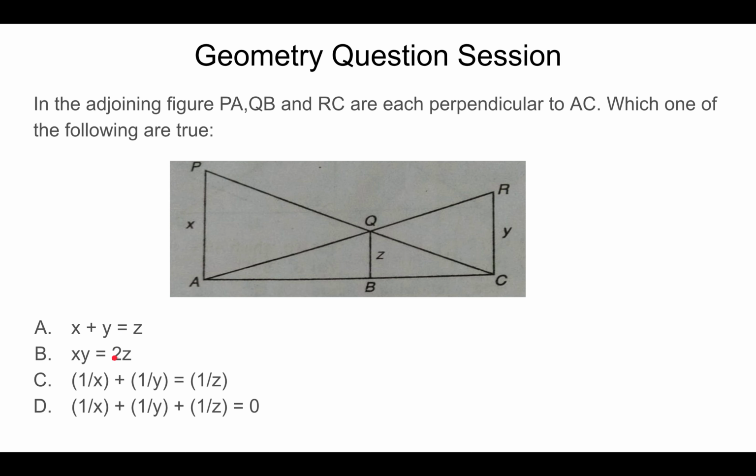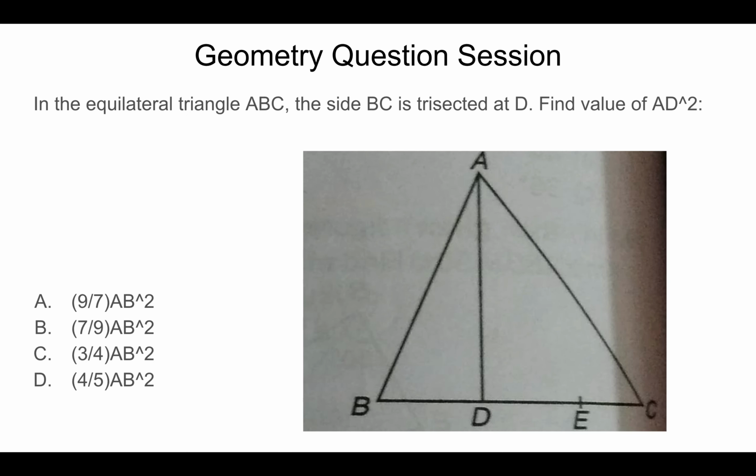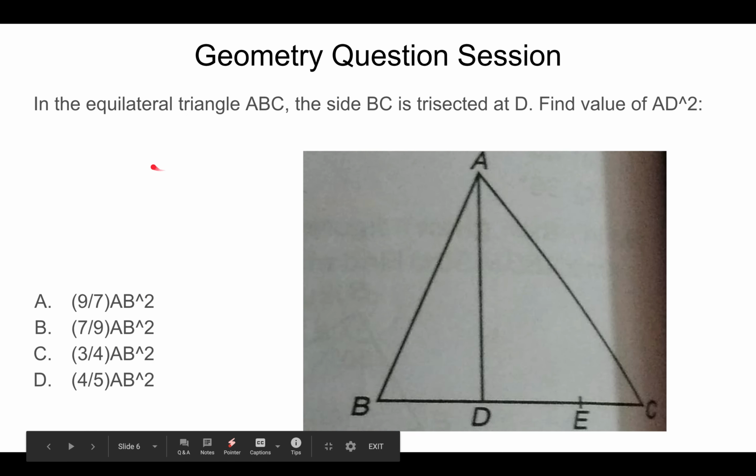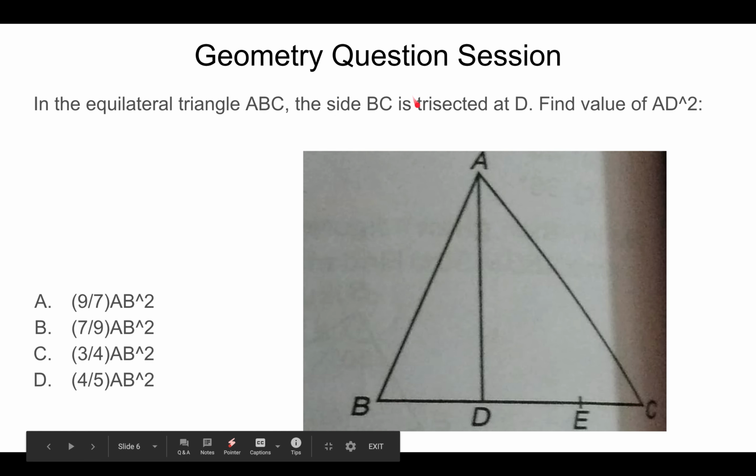Fine. So the only option left is this. This is how you should solve in aptitude exams. Next question. Yeah, so next question is, in the equilateral triangle ABC, this is an equilateral triangle, so AB will be equal to BC will be equal to CA, and all these angles, angle BAC, angle ABC and angle ACB, all will be equal and 60 degree because it is given equilateral triangle. The side BC is trisected at D.